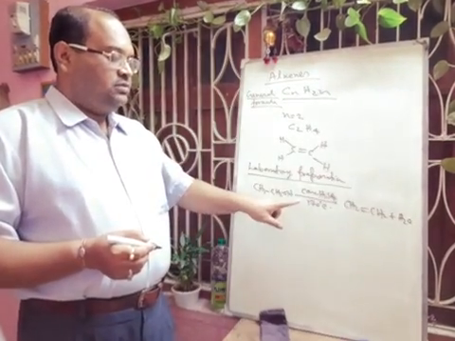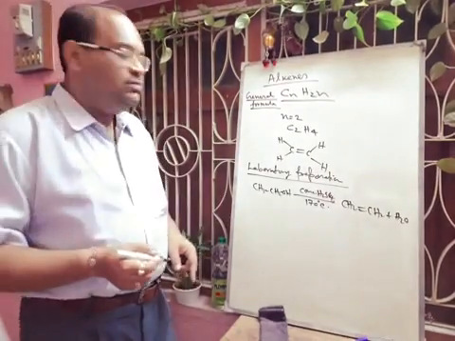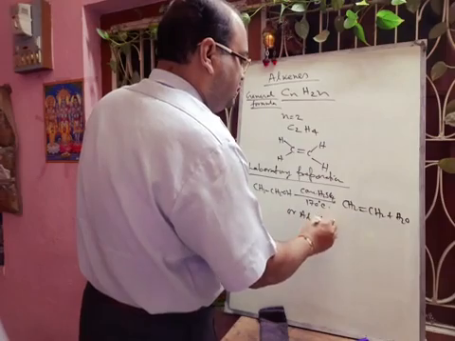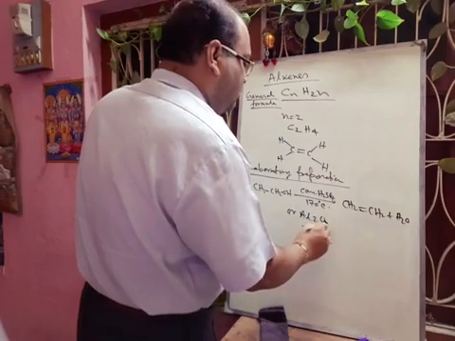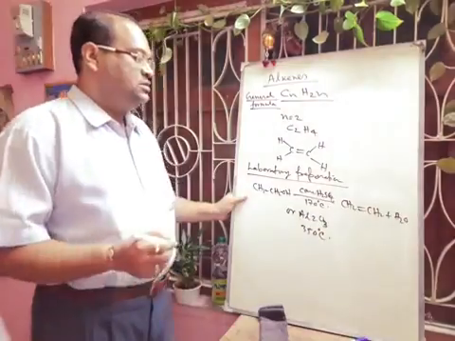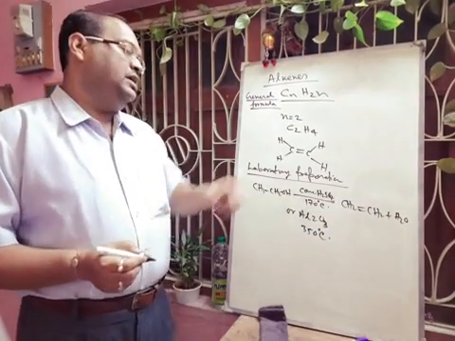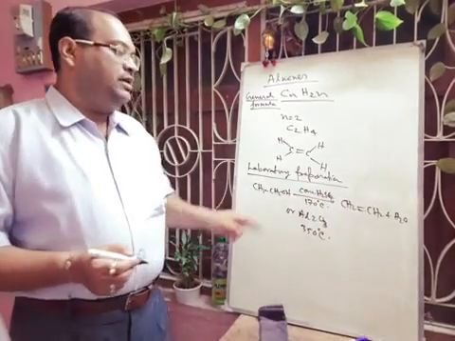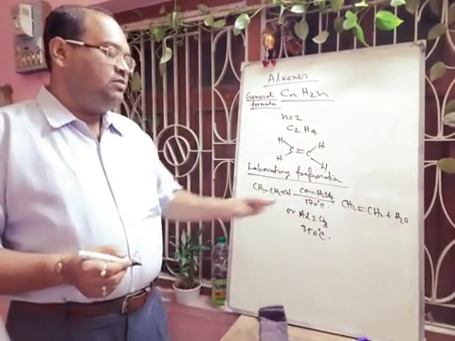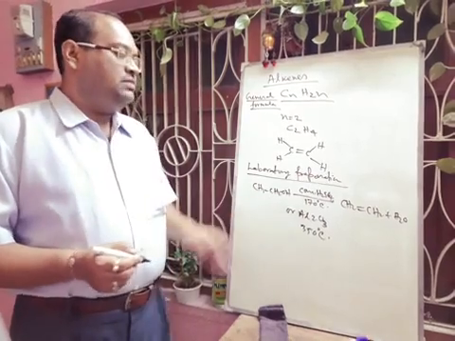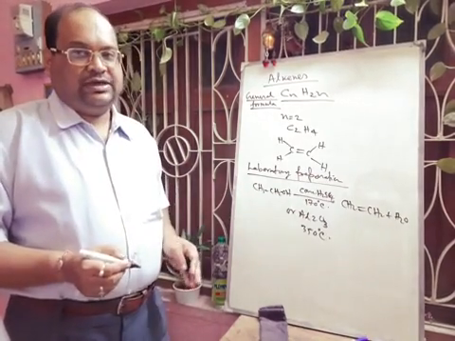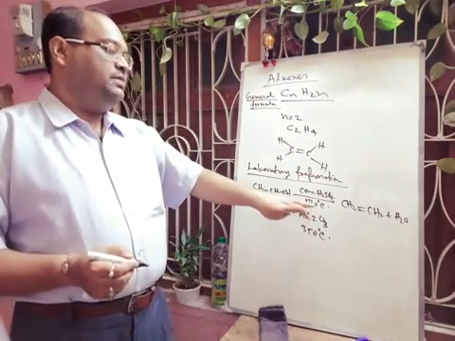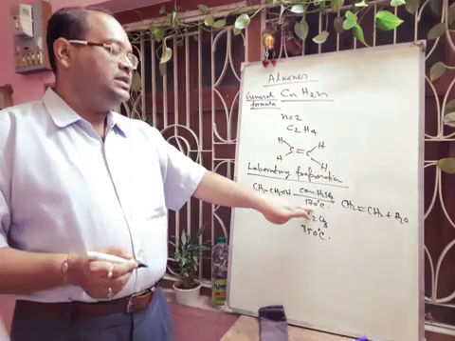We can also use aluminium oxide as a dehydrating agent, and the temperature required is around 350 degrees centigrade. So from this alcohol we can get the alkene, that means from ethanol we will get ethylene. But if we heat at a lower temperature, around 140 degrees centigrade, then diethyl ether will form. So this temperature is very important. At a higher temperature, around 170 degrees centigrade, you will get the alkene.